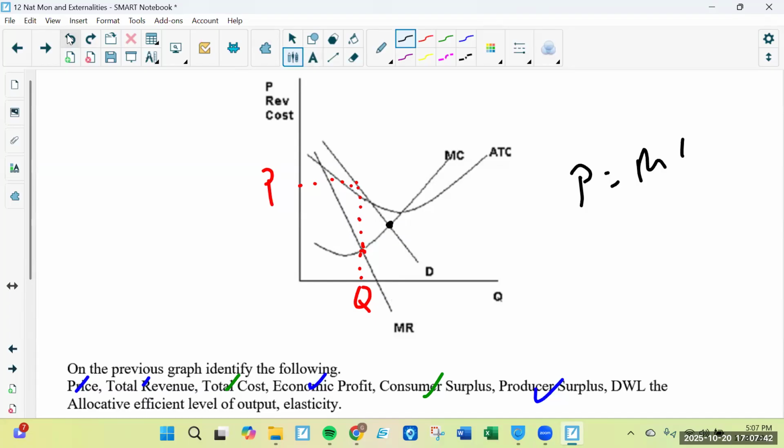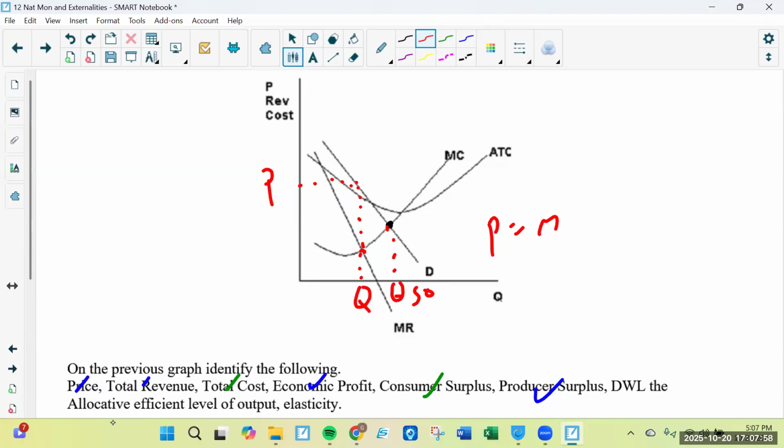Okay, what else? Okay, allocated efficient. Well, I just showed that. Allocated efficient point is where price equals marginal cost. So it would be right here. So allocated efficient quantity would be right there. We'll call that Q SO for Q socially optimal.